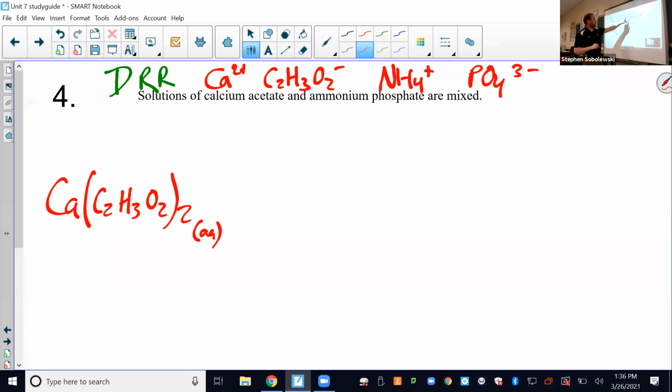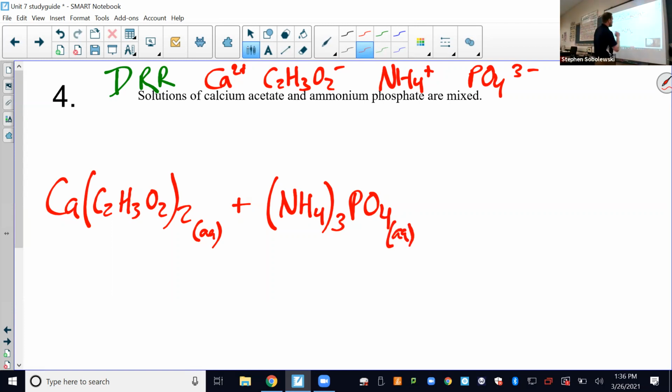My other compound is ammonium phosphate, plus 1 and 3 minus. Okay, notice it's not 4 plus for the ammonium. It's NH4 with a charge of plus. So the 3 and the 1 swap. I end up getting parentheses NH4 close parentheses 3 PO4. Notice parentheses around the ammoniums because I have 3 of them. No parentheses around the phosphate because I have only 1 of them. Again, solutions of means aqueous.